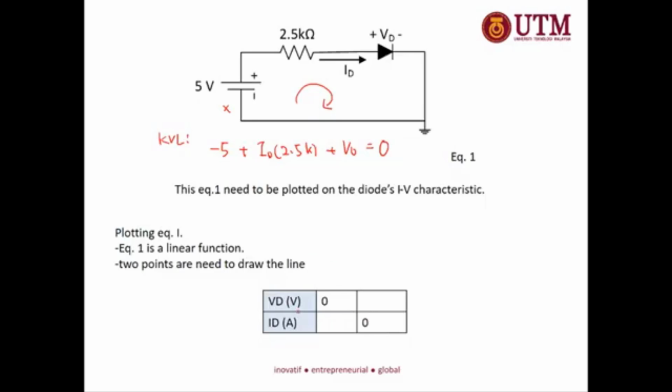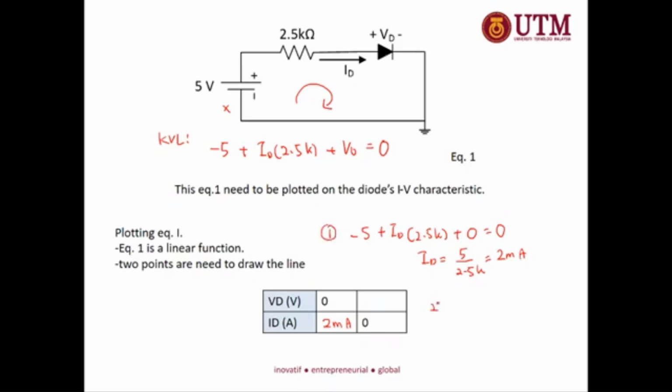Let's say we calculate the ID when the VD is 0. So minus 5 plus ID times 2.5K plus 0 is equal to 0. So ID is equal to 5 over 2.5K. So this is 2 milliampere. The answer is 2 milliampere. This is the first point.